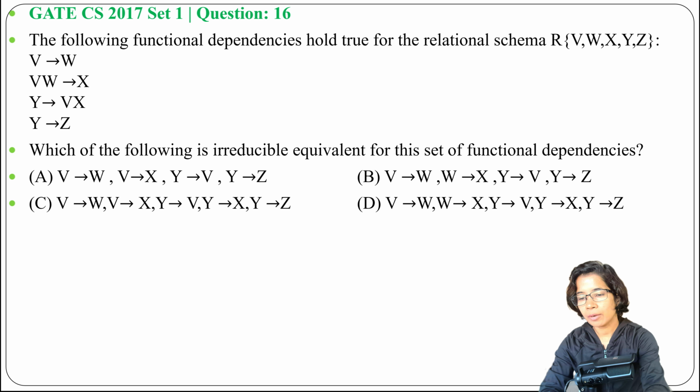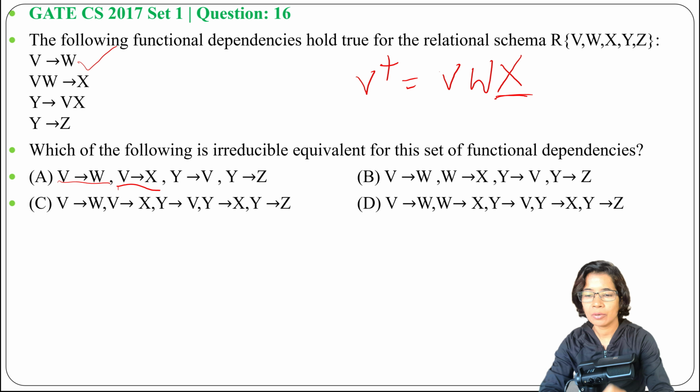Option A: V implies W. It's directly from the given functional dependencies. Then V implies X, so you need to find the V positive closure. V positive closure will be V. Then V implies W, so you can add W. VW implies X, so you can add X. So V positive closure contains X. That's why this functional dependency holds.